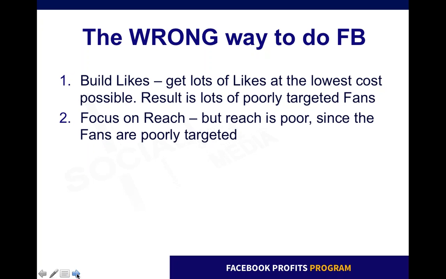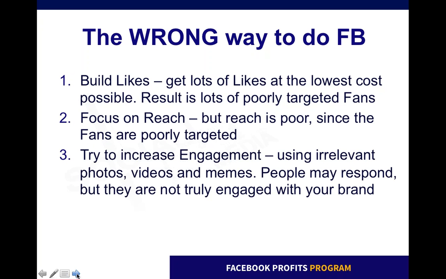So here's what happens. A business owner will focus on likes, getting lots of likes at low cost, which results in lots of poorly targeted fans. Then they'll post and focus on reach, but the reach is poor because people aren't interacting with their stuff, because they're targeting the wrong people who won't interact with it. So then they go, right, how do I get more reach? How do I get my post to go out to more people? Well, I get more engagement on the post. So more people liking, commenting and sharing that post. So what they do is they try and increase the engagement.